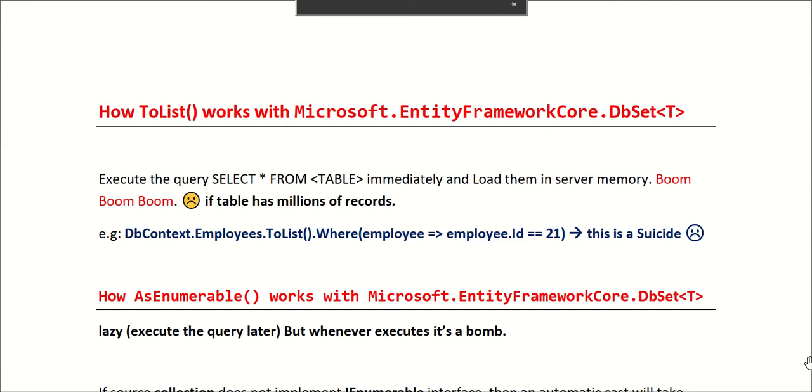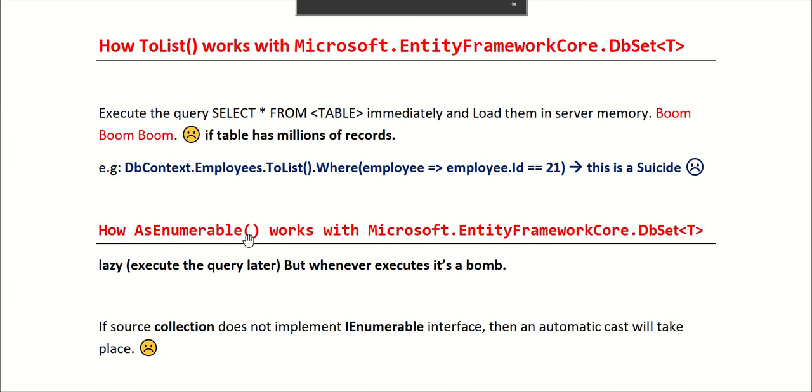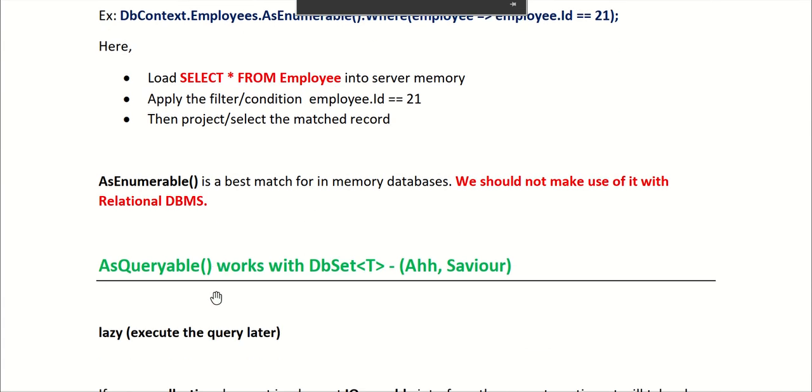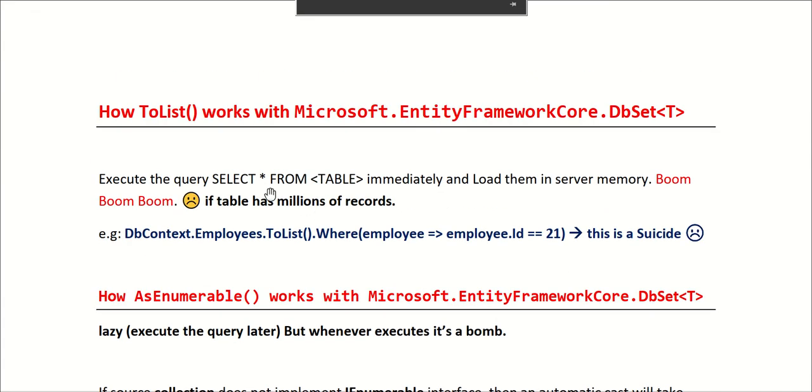So, what are we going to discuss in today's session? We are going to discuss three methods supported by LINQ, our collection framework, with respect to Entity Framework. I'm going to explain. So, let's start with it. What are those three methods? The first one is ToList, the second one is AsEnumerable, and the third one is AsQueryable. So how does the ToList method work with Microsoft.EntityFrameworkCore DbSet?